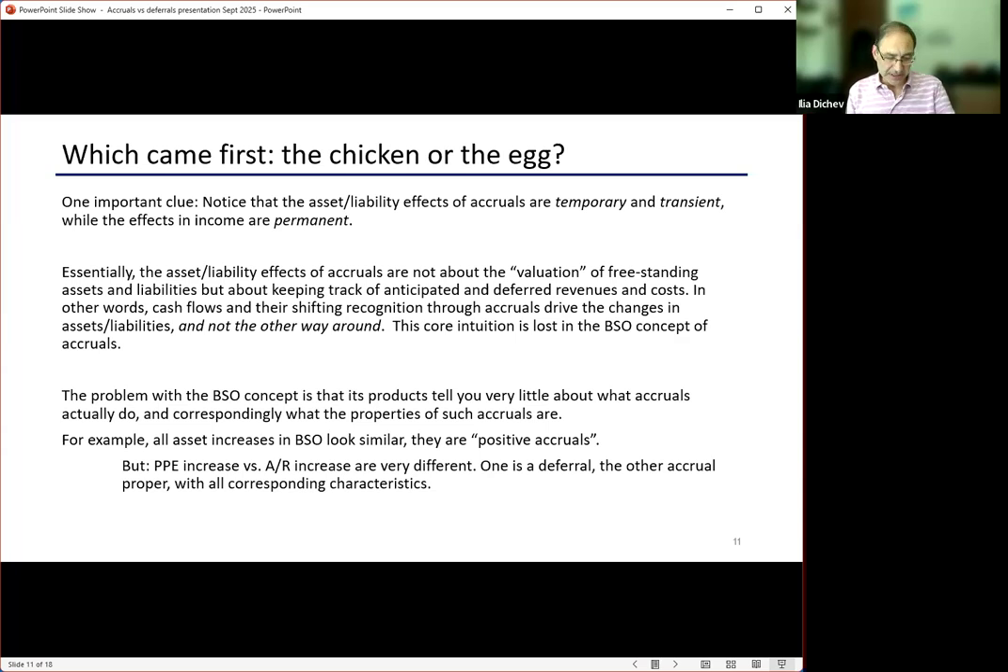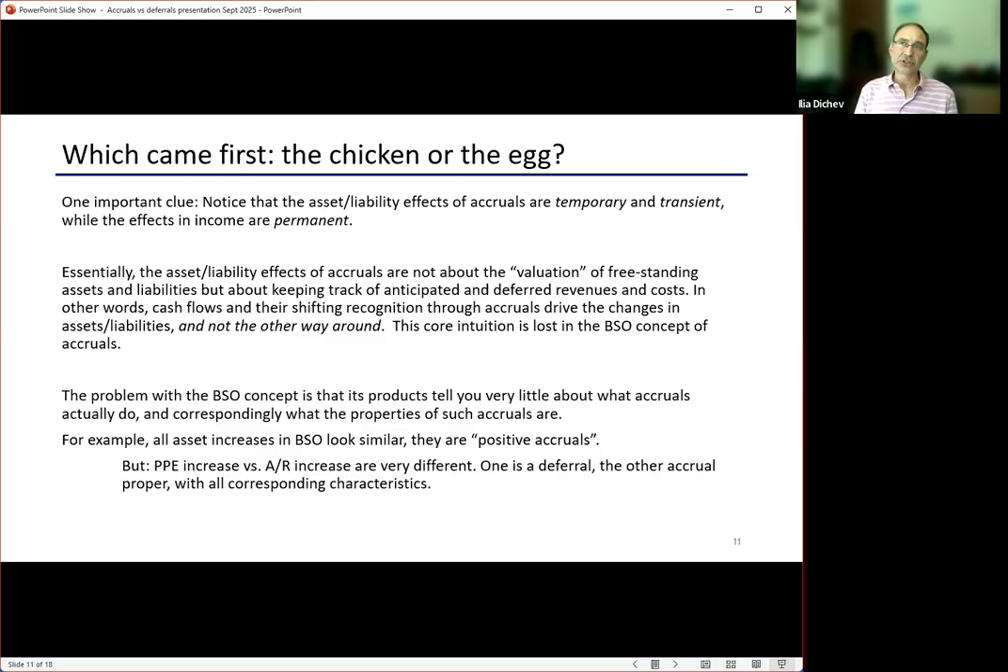Is you probably getting the flavor of this? The problem, I think, with the balance sheet oriented concept is that it's not like it's wrong per se, but it tells you little of what accruals actually do, and that's what the income oriented perspective tells you.